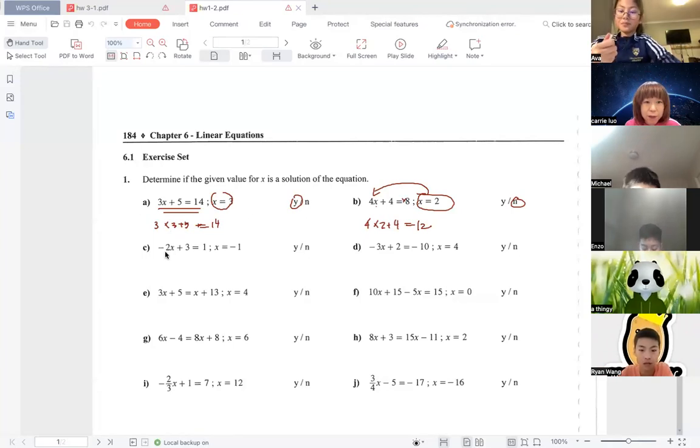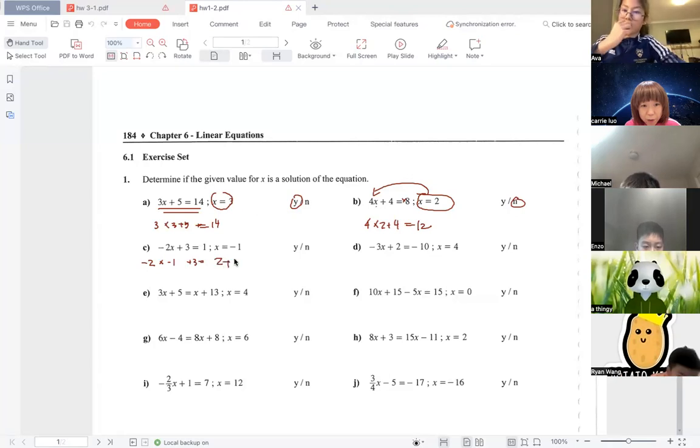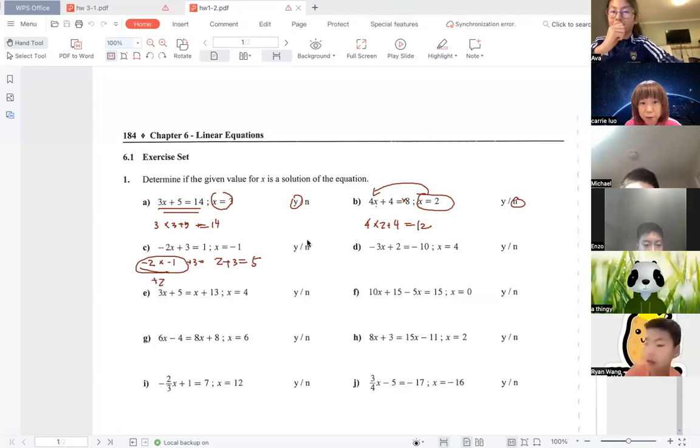Okay, so I'm going to go with you. Number C: negative 2x plus 3 equals 1, so x equals negative 1. So negative 2 times negative 1, plus 3 equals what? Negative 2 times negative 1 equals positive 2, so positive 2 plus 3 equals 5. So this is not right either.